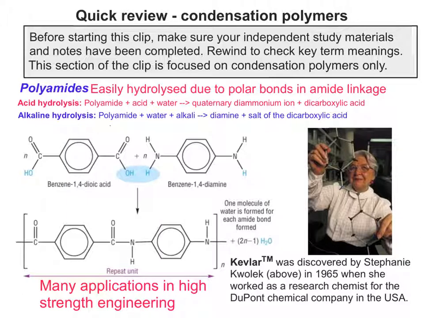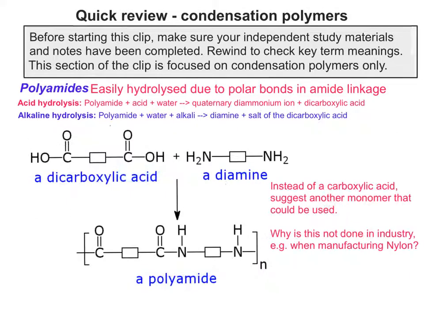And it's saved countless lives since in protective gear, and has had many, many other applications in engineering and structural engineering situations where strength is needed. So here's a classic way to make a polyamide. A little question for you. Instead of a carboxylic acid, suggest another monomer that could be used, and have a think about why this isn't actually done in industry on a large scale. So pause the clip, have a think about it, and then come back when you reckon you've got an answer.